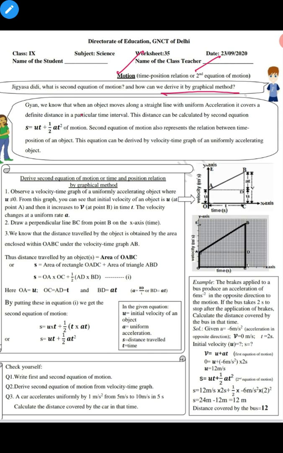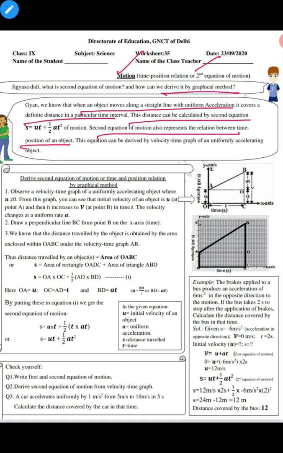When an object moves along a straight line with a uniform acceleration, it covers a definite distance in a particular interval of time. See students, whenever an object moves in a particular interval of time, it covers some distance. So distance can be calculated by the second equation of motion. The second equation of motion represents the relation between time and the position of the object, right?